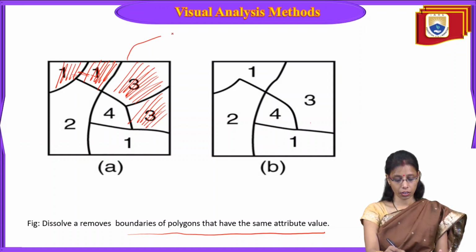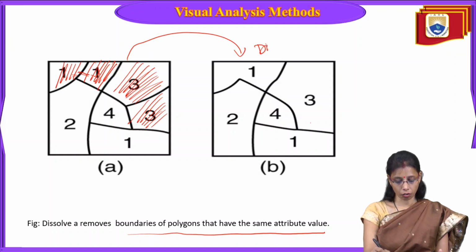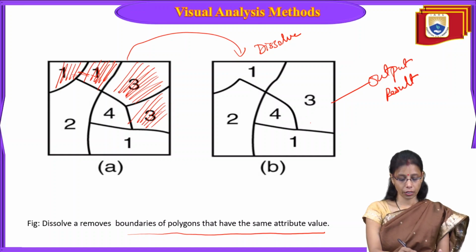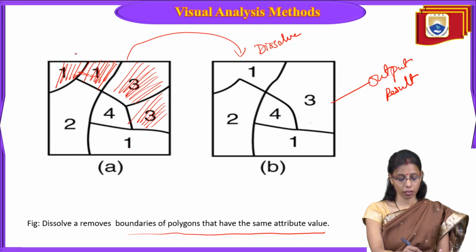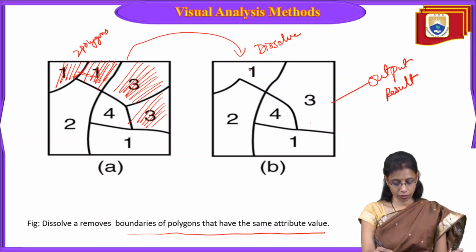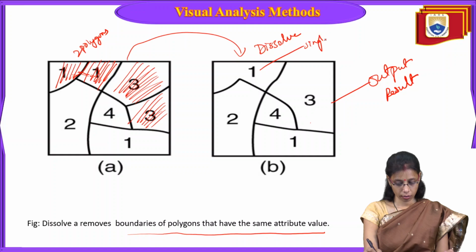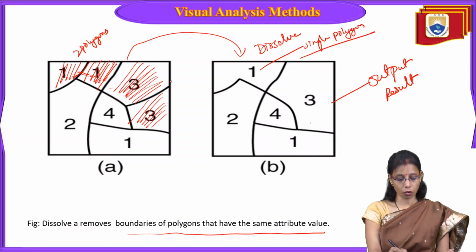Now after the dissolve conversion, what is the result? This is the output result. When you merge these two, it will become a single polygon. Now these are the 2 polygons, and here it has converted to a single polygon. So this is how we can do the manipulation.